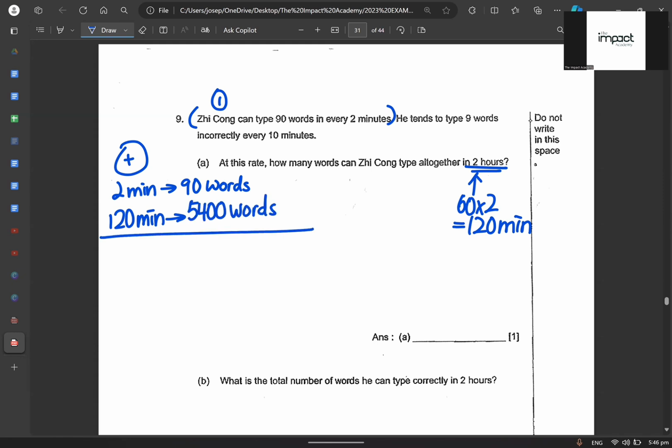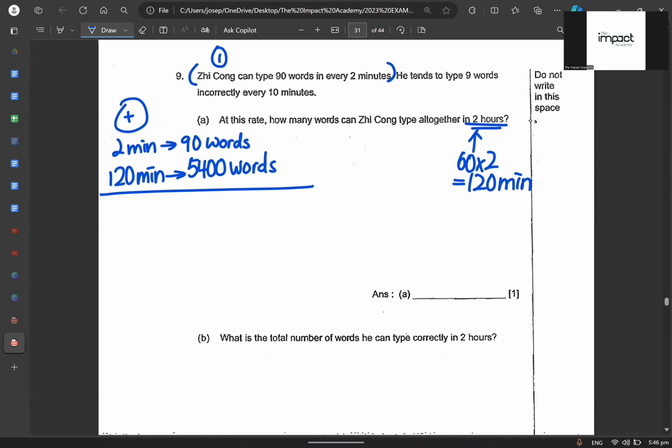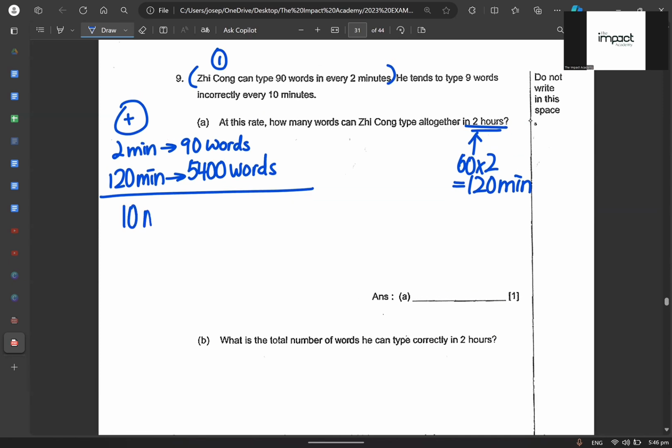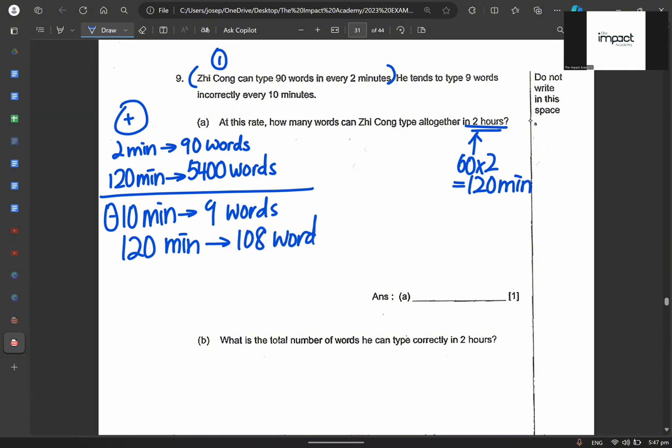Am I making sense? Okay, perfect. So 5,400 words is supposed to be the number of words that he typed if he did not make any mistake. But he did make some mistakes, right? What was the mistake that he made? Every 10 minutes, what happens is that he will type how many words wrongly? 9 words. 9 words wrongly, correct or not? Oh, yeah. Right? So 120 minutes will be times 12. So 12 times 9, what do you get? You get 208 words that are incorrect. Am I making sense or not making sense?